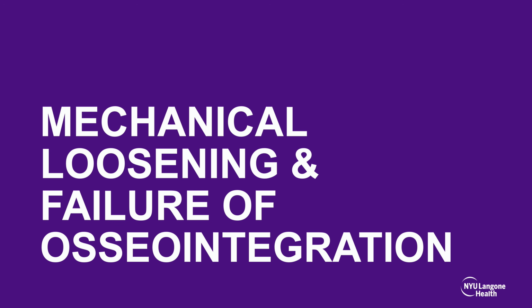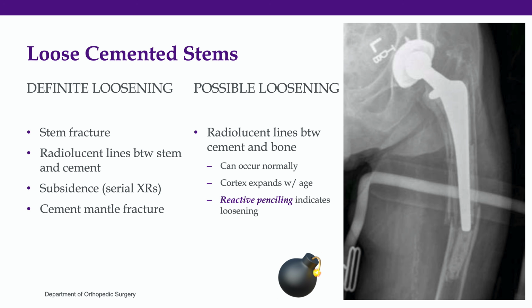Mechanical loosening and failure of osseointegration are amongst the most common causes of revision after total hip arthroplasty. It's important that you learn to recognize a loose stem. When we look at a cemented stem, we can classify that stem as definitely loose, possibly loose, or not loose.